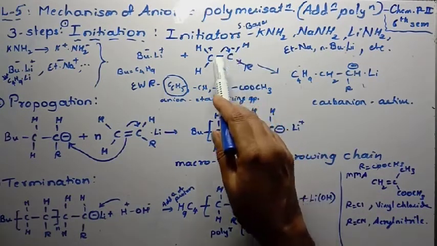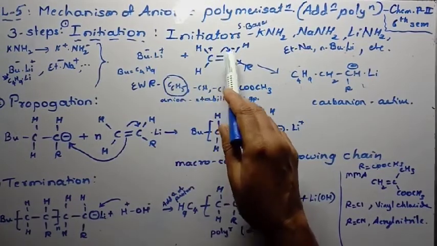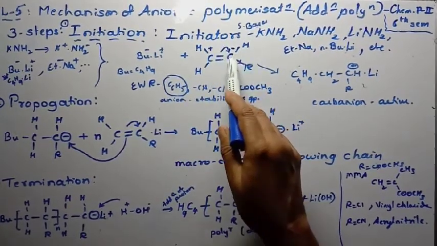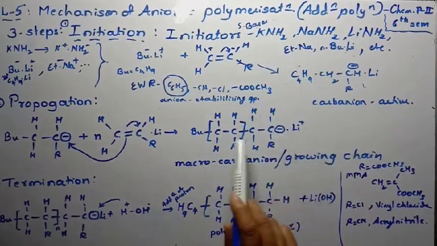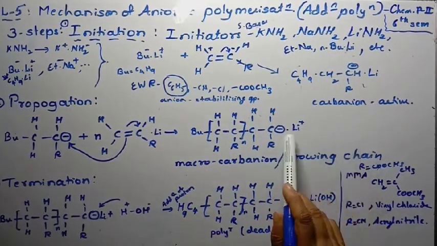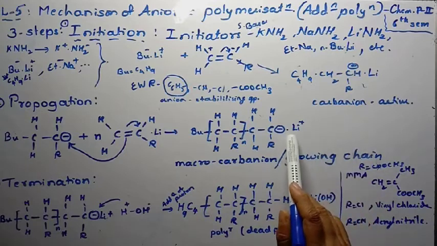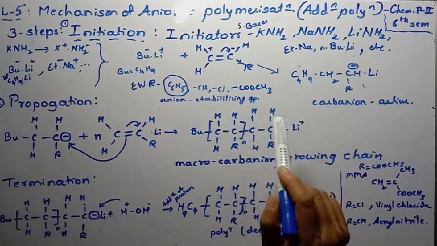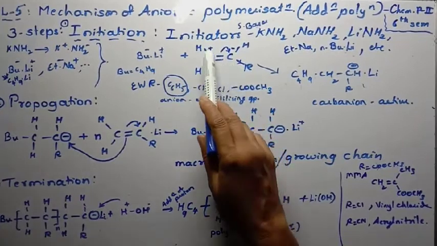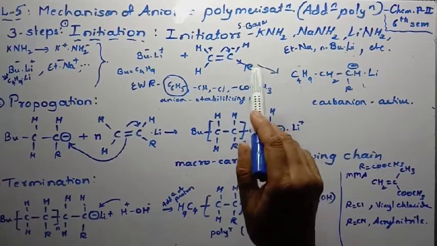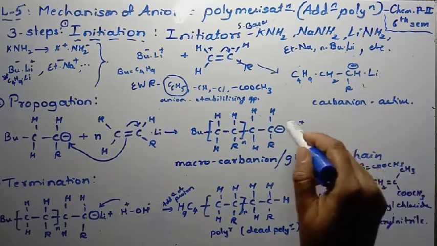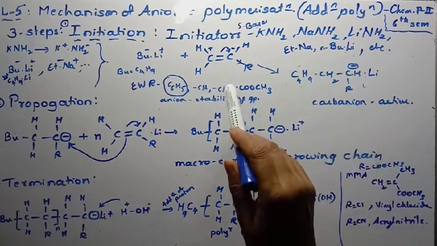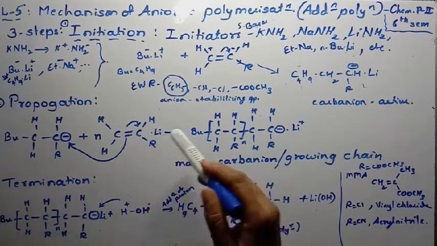Now if you look at the movement of the pi electrons, the pi electrons will be shifted in the direction of the lengthening of the chain. So the shifting is from left to right here. The shifting of electrons is in the direction of the propagating chain, whereas in the case of cationic polymerization, it is the reverse.